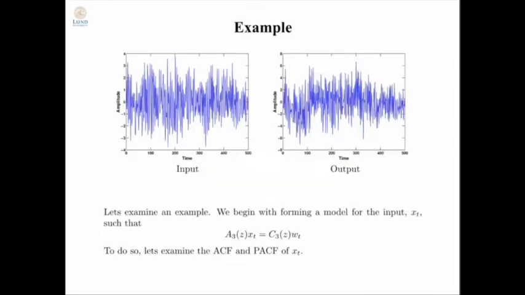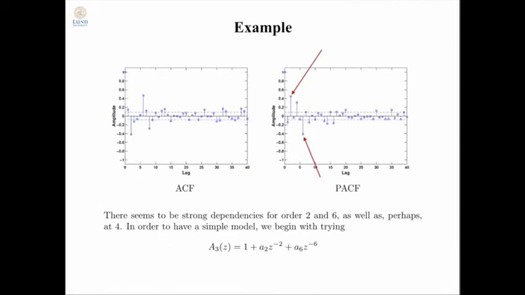So let's have an example. So this is my input to the process, and this is the output. The first thing I would do is I would follow the procedure I have and create a model for the A3 and the C3 polynomials such that I can write this as a white input process driving the system. So to do that, we will need to look at the ACF and PACF. This is the ACF of x of t.